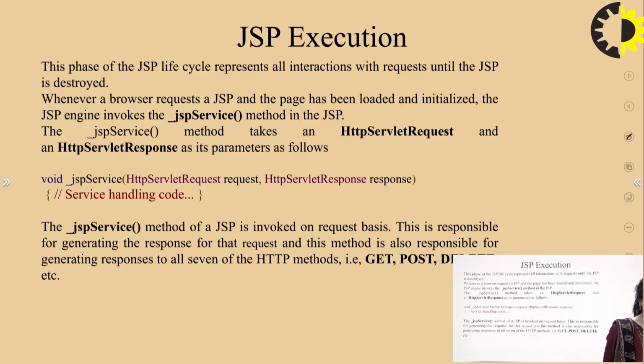The _jspService method of a JSP is invoked on a per-request basis. It is responsible for generating the response for that request, and this method is also responsible for generating responses to all 7 HTTP methods, that is GET, POST, DELETE, and so on.